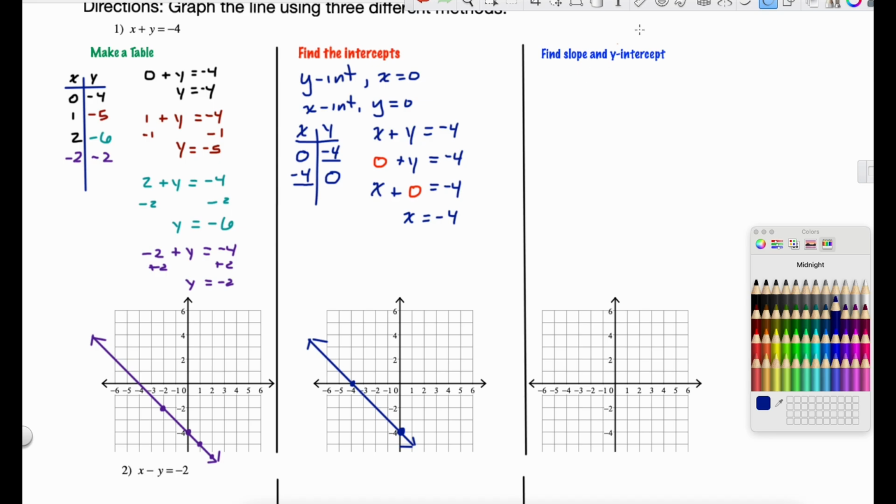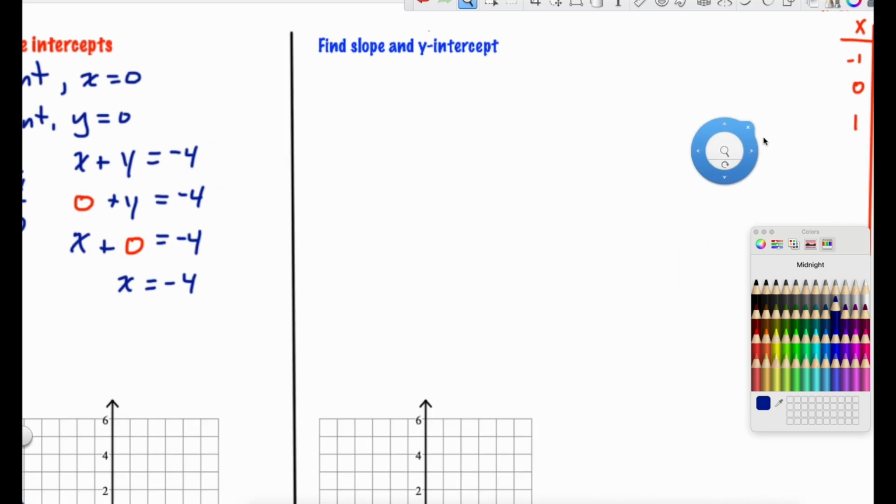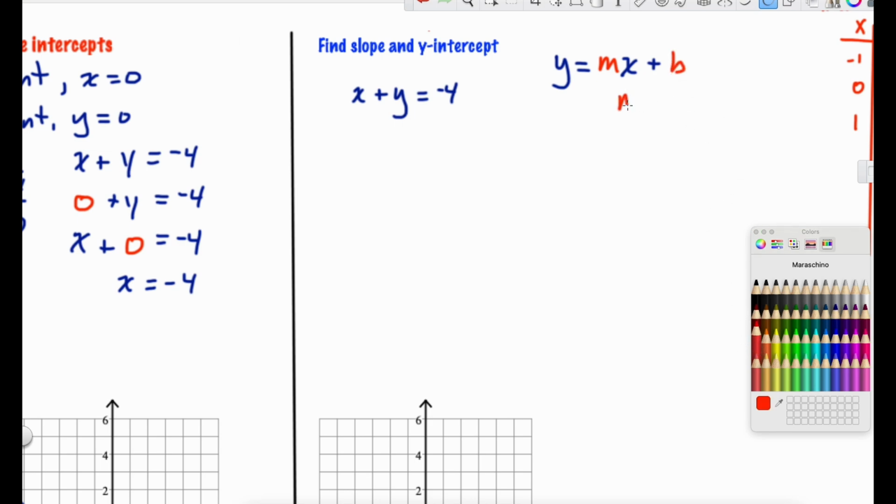All right, find the slope and the y-intercept. Okay, so we have x plus y equals negative 4. And our slope-intercept equation is y equals mx plus b, where m is the slope, right? That's the rise over run, and b is the y-intercept.